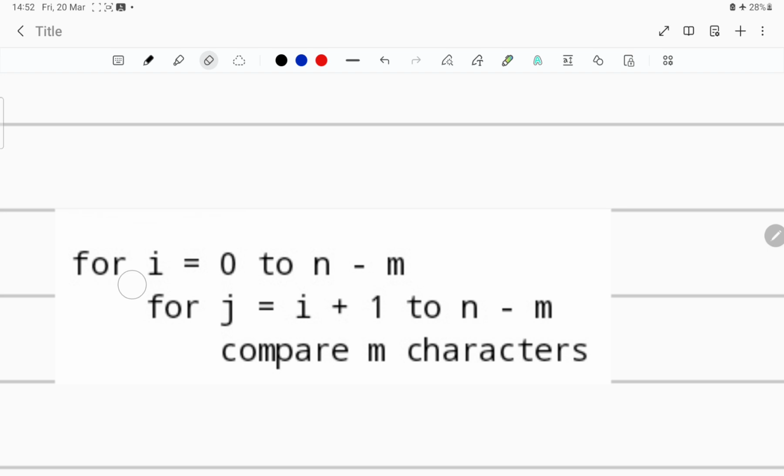This code compares substrings of length m starting at different positions. We are going to visualize how much work it actually does.